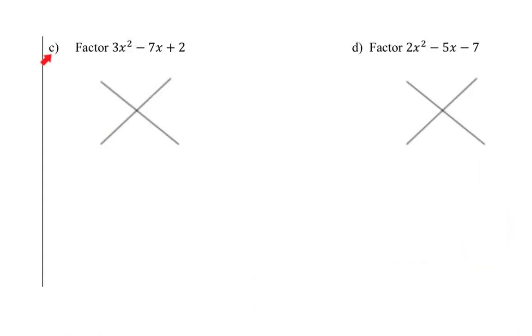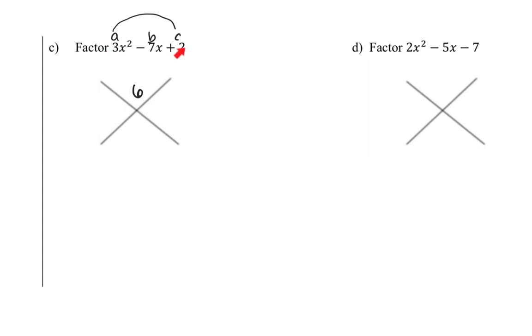Let's take a look at letter C. We're going to factor 3x squared minus 7x plus 2. So check to see if the 3 can be divided out. And in this case, it cannot. So what number are you going to write as your top number in the x? The top number in your x is the 6. And that comes from multiplying the a and the c together.